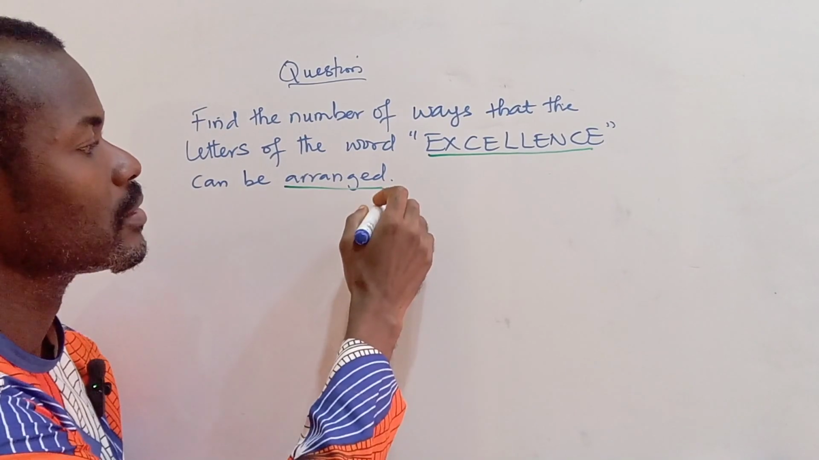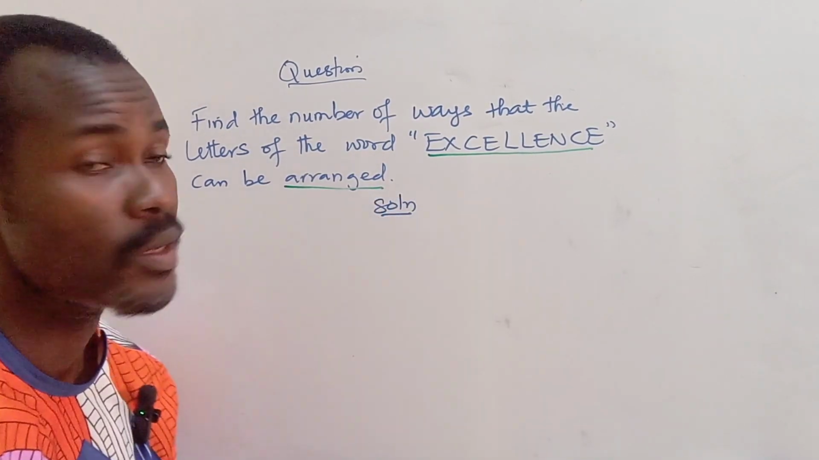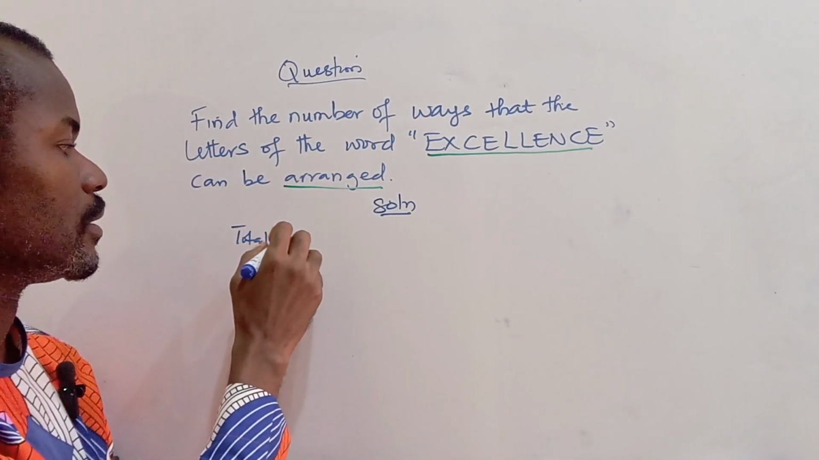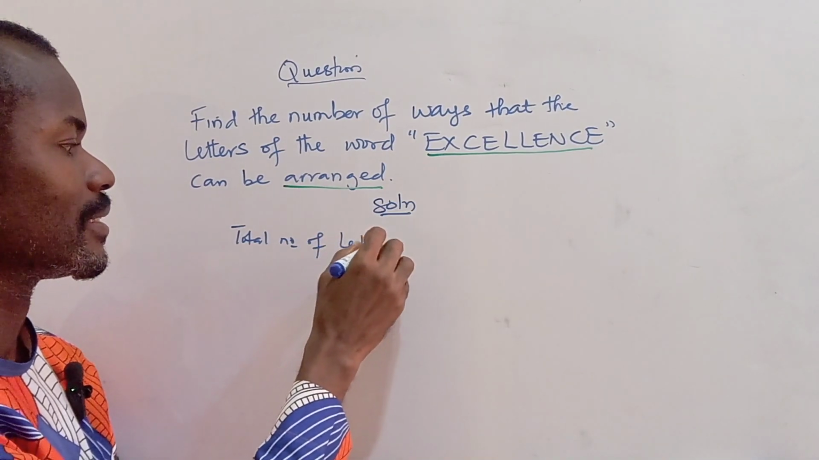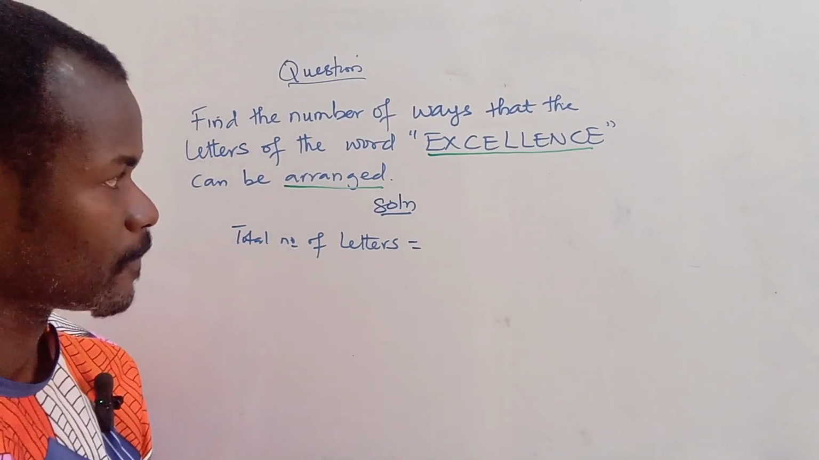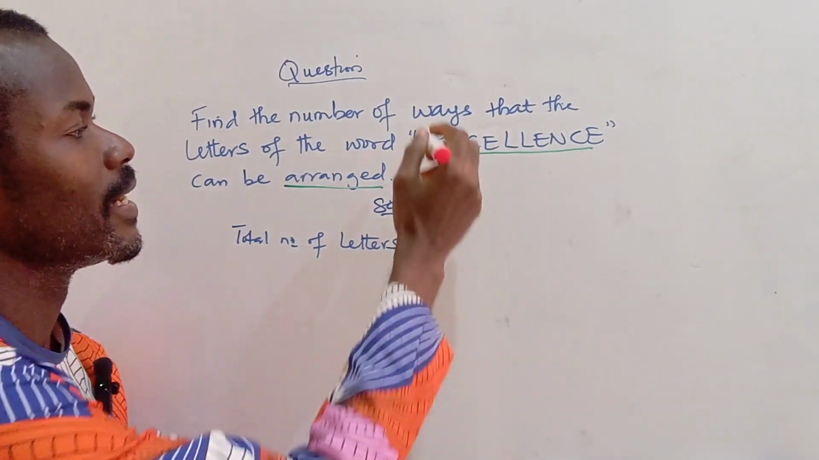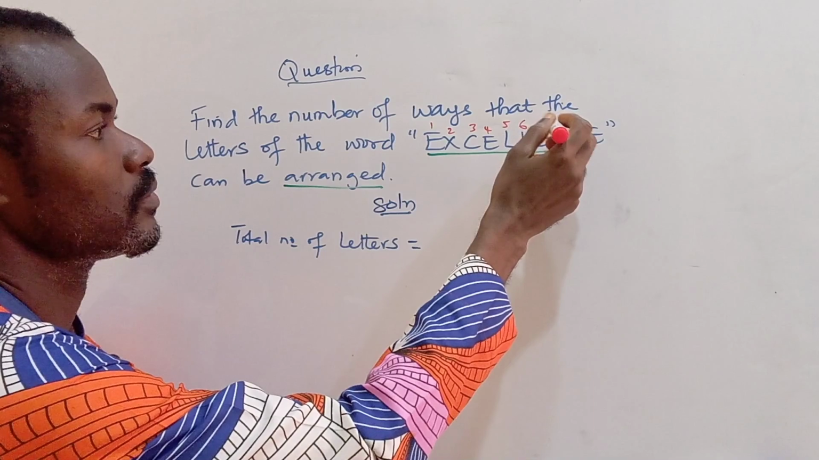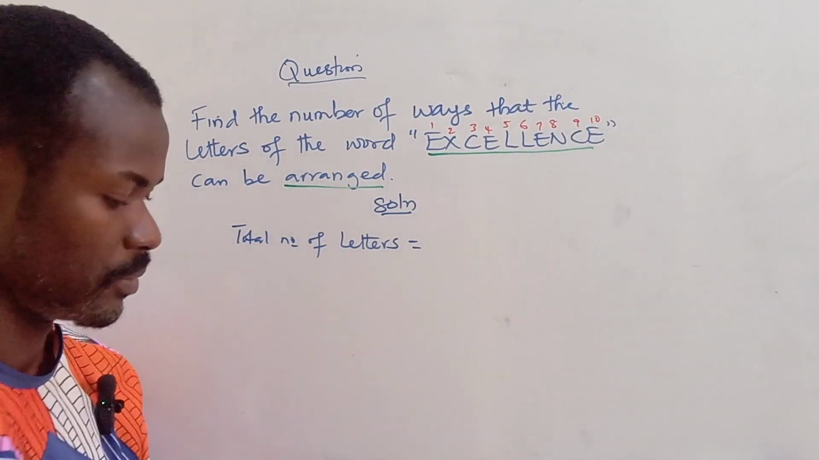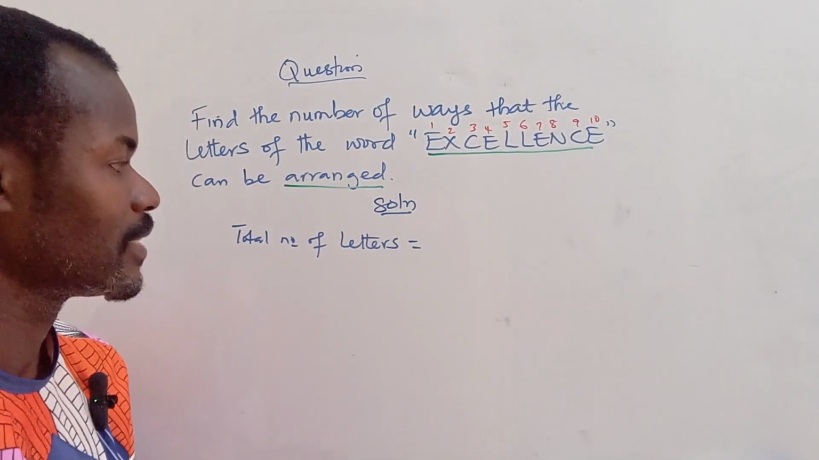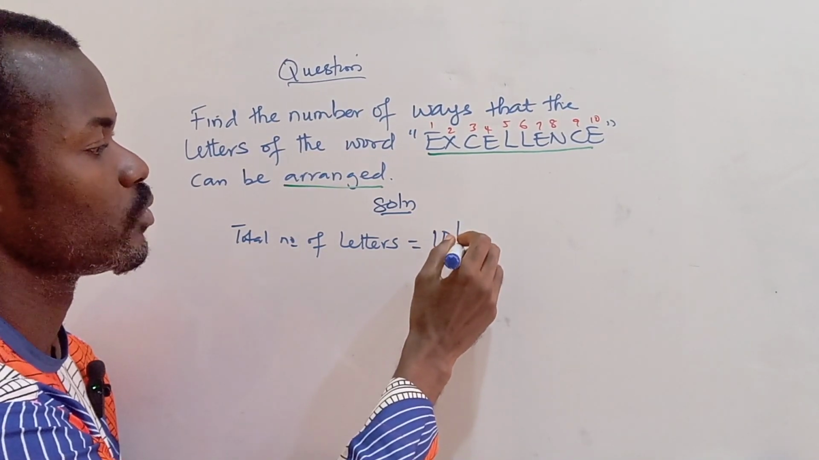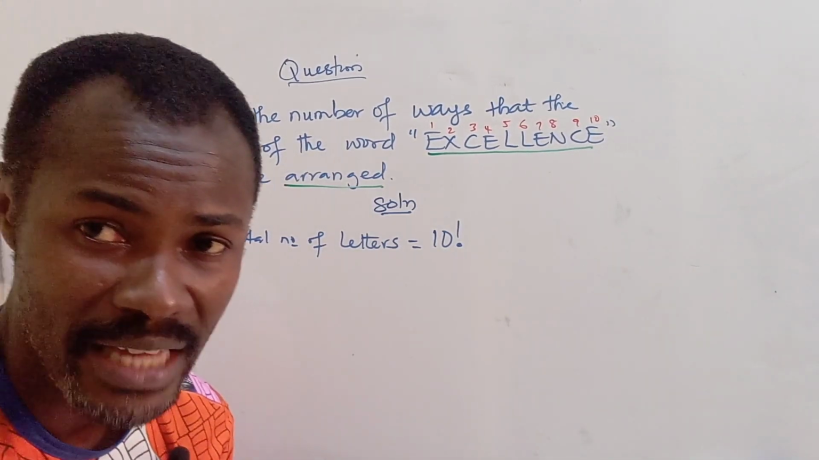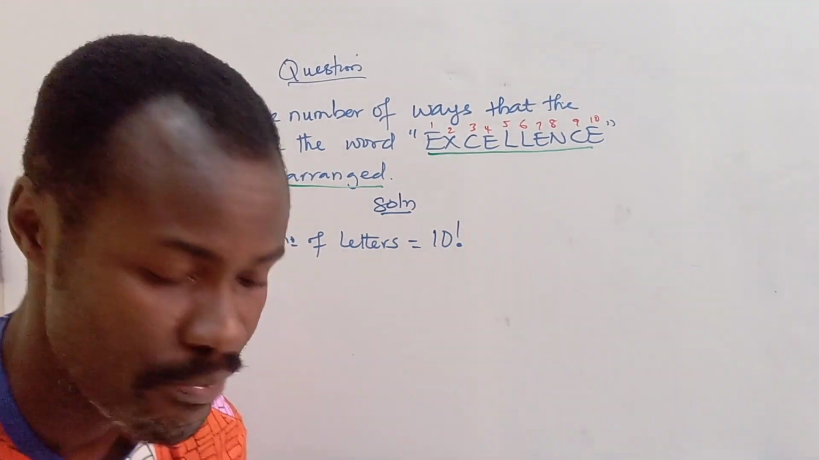So our solution to this problem: the first thing you want to know is the total number of letters. Let's count it. We have 1, 2, 3, 4, 5, 6, 7, 8, 9, 10. Since we have 10 letters, we are going to say 10 factorial. Now the next thing is we have to observe if certain letters are repeated.